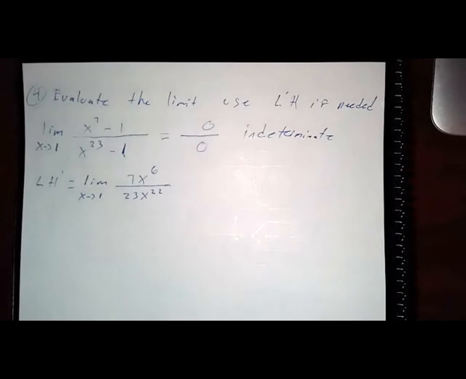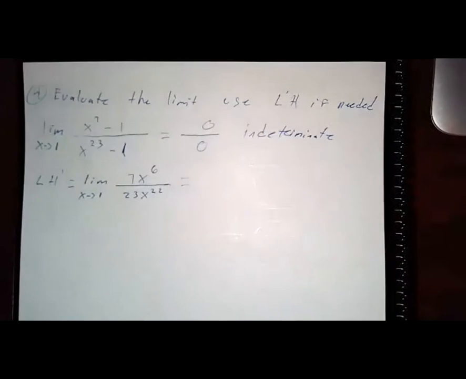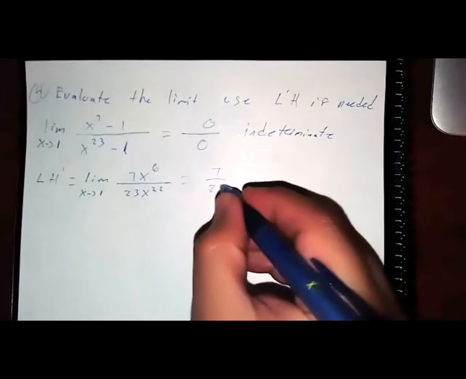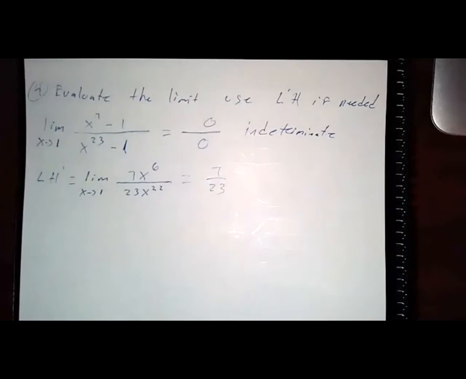Okay. So there's my limit. Now if I plug in the 1 and take the limit, what do we get? 7 over 23. So now the limit exists. So not too bad, right?